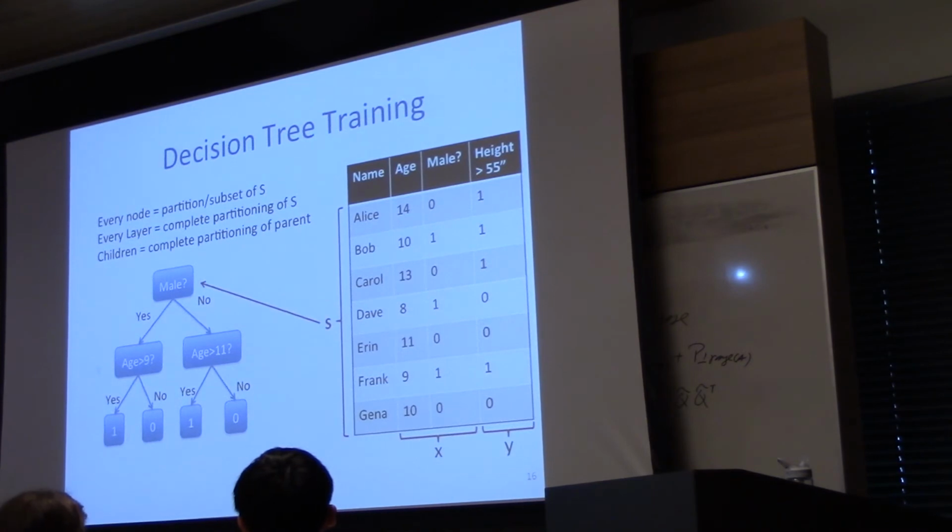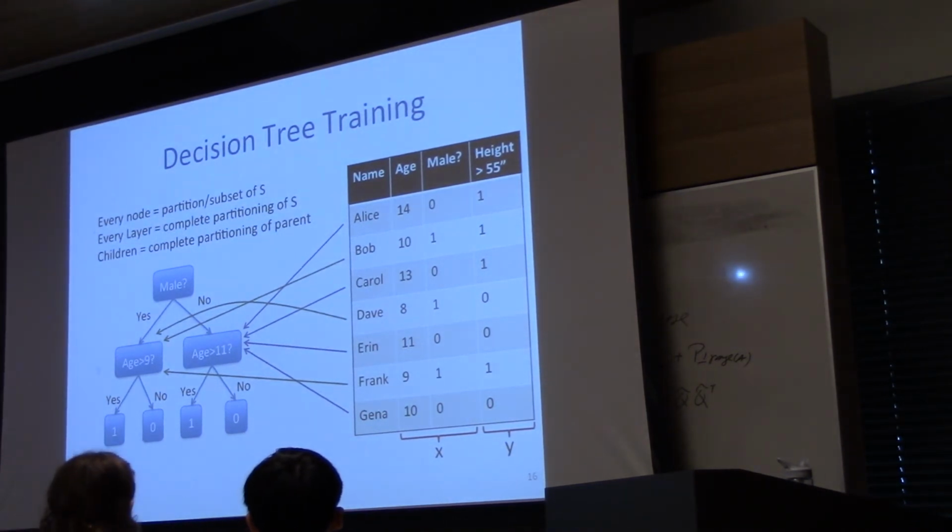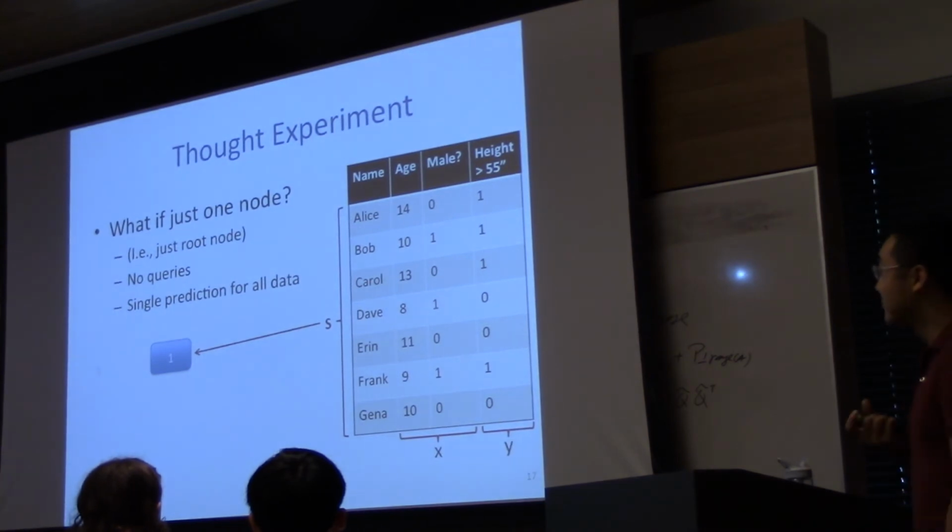So the root node corresponds to the entire data set. In the splits, these data points go into this partition, this data point goes into this partition, and so on and so forth.